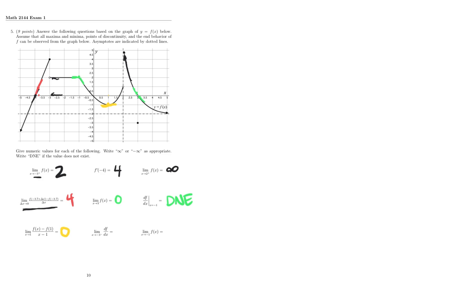The next one is looking at the limit as x approaches -3 from the left. As x approaches -3 from the left, my y values are going up to the y value 4. So that's equal to 4. And then this is the limit as x approaches -1, and this is a two-sided limit. As x approaches -1, from the left and the right, both are approaching the y value 2. So the correct answer there is 2.